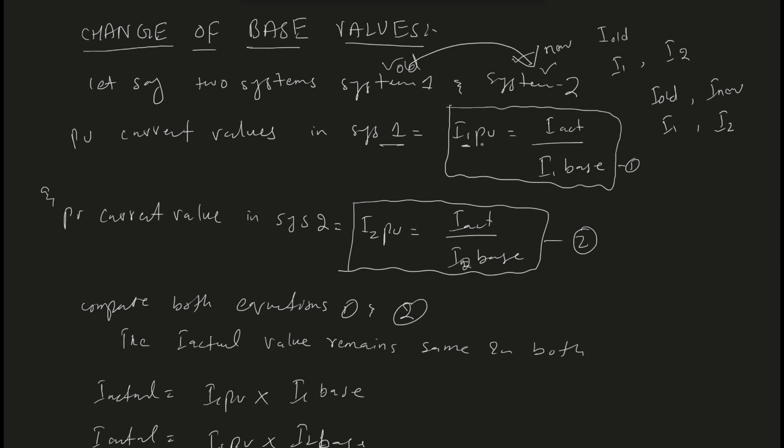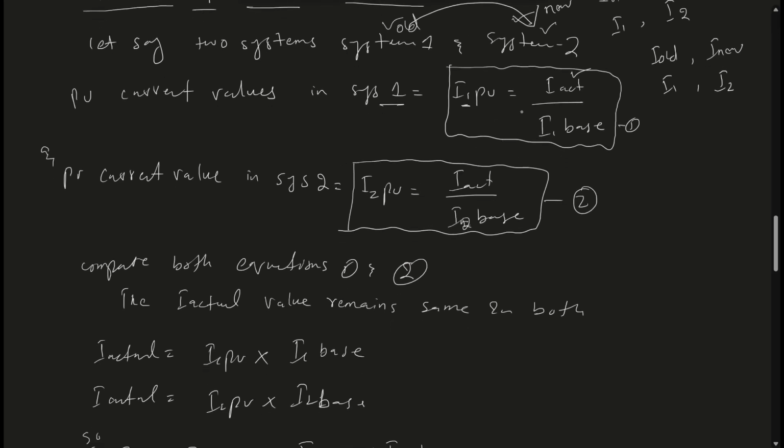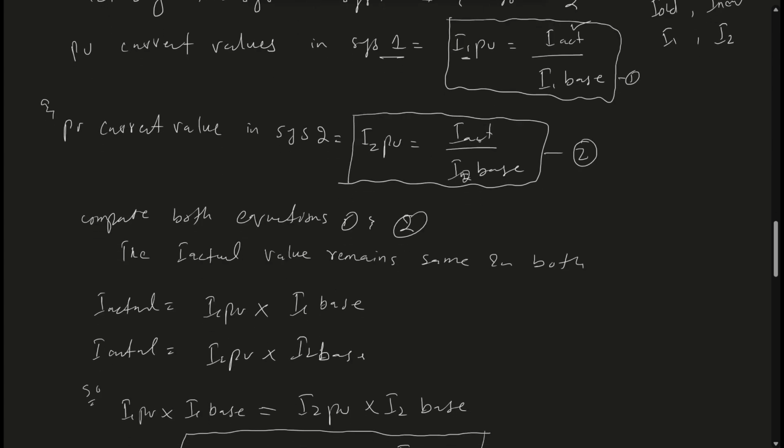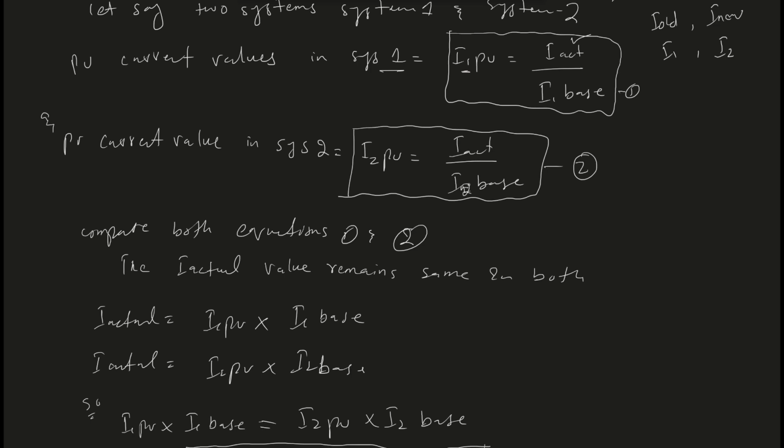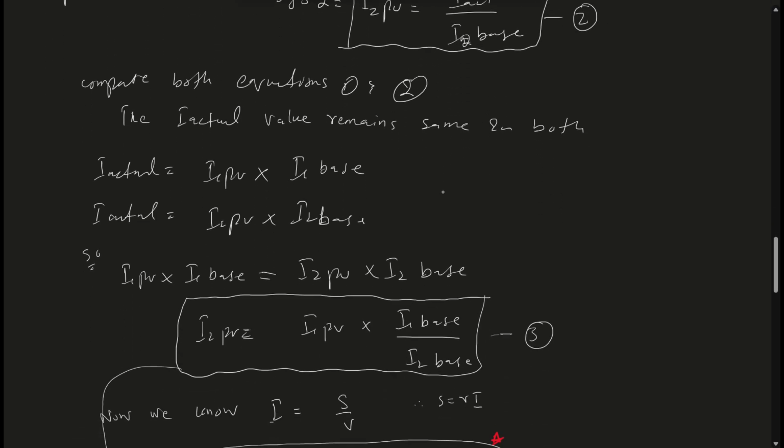So per unit formula is always actual by base, so I actual value divided by I base value. Okay, now the actual value in both systems will be the same. So similarly in system 2, I2 per unit is equal to I actual divided by I2 base. Okay, the base values will be different, the actual value will be the same. So as the actual values of current are the same in both systems, we will compare both equations to get the final equation that will be used to solve the numerical problems.